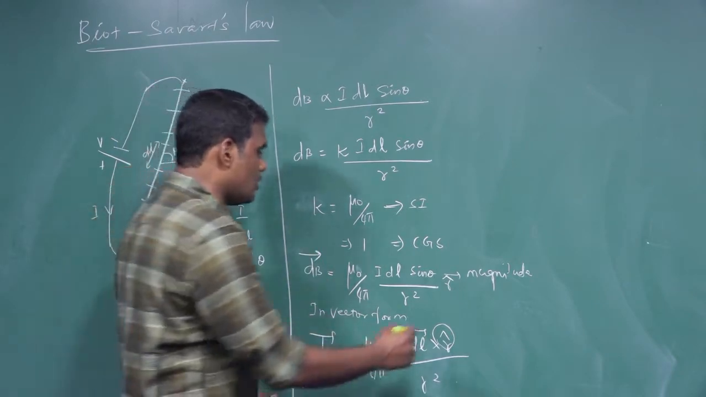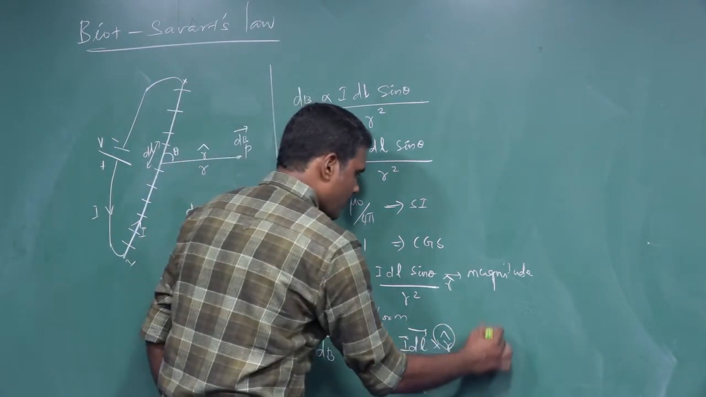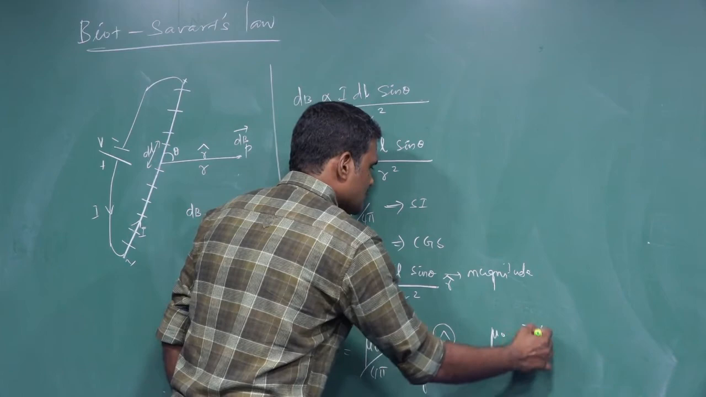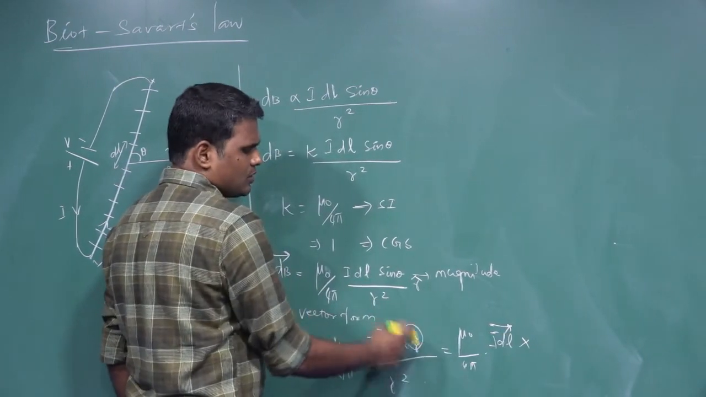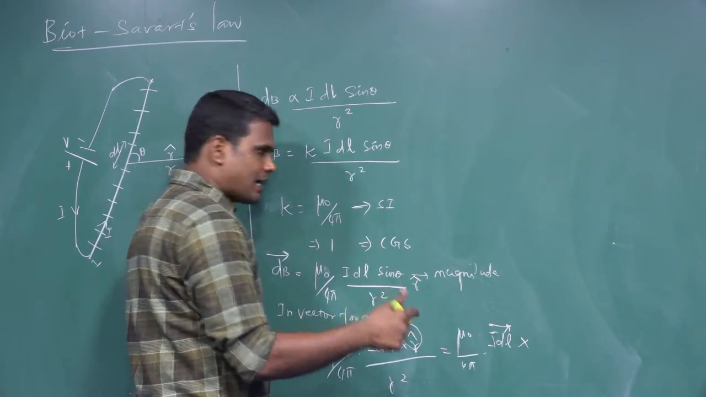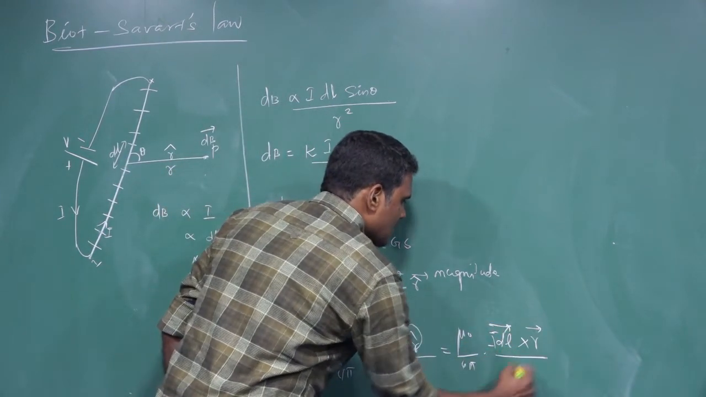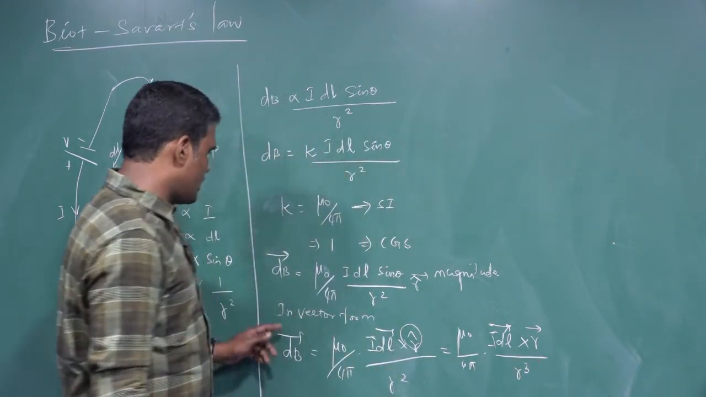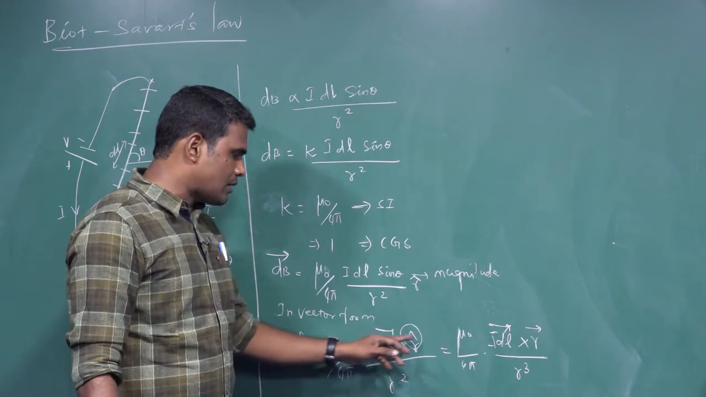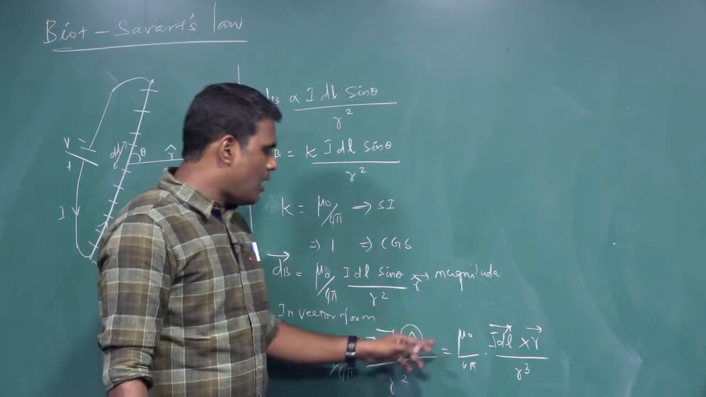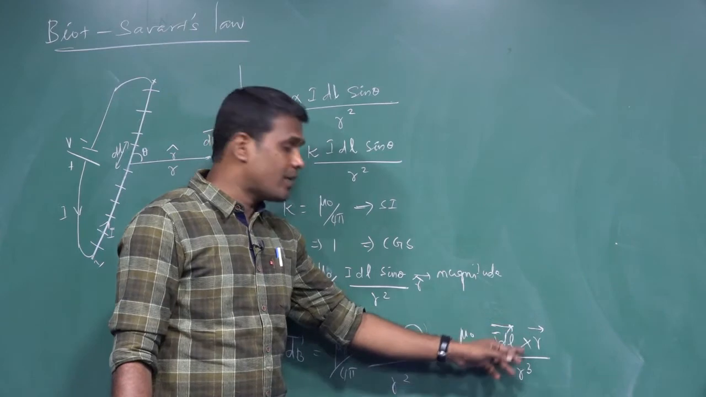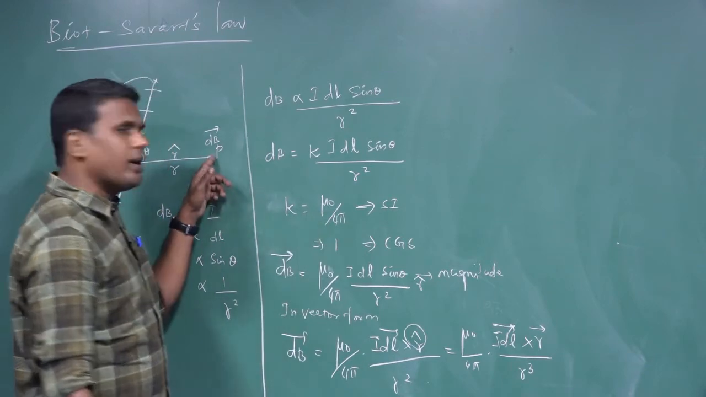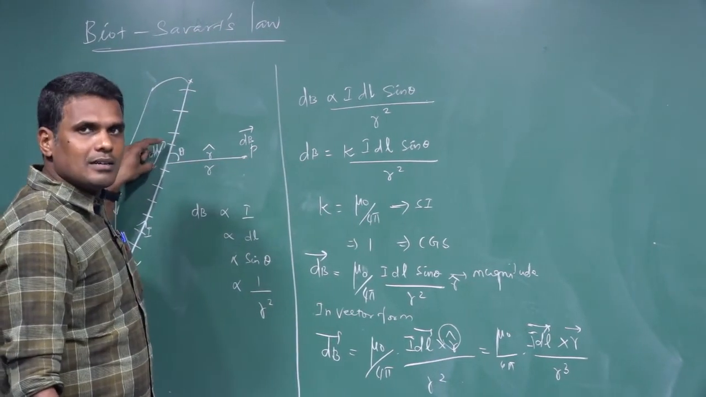This is also expressed in another form. Mu naught divided by 4 pi I dl vector as it is. If I convert this unit vector, vector divided by its own magnitude, so I can write r vector divided by, already an r square is existing, so this will become r cube. So dB vector equals mu naught by 4 pi I dl vector cross r cap divided by r square, or mu naught by 4 pi into I dl vector cross r vector divided by r cube. This is the expression for magnetic induction at the point P due to the small elemental length dl.